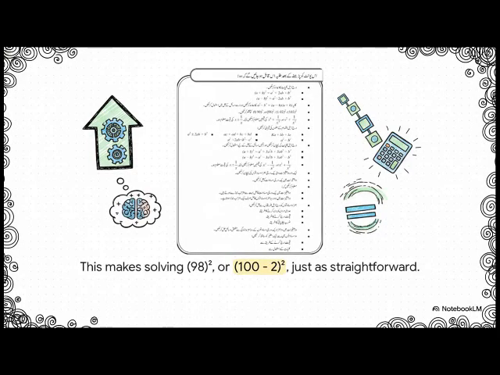So let's try another one just to really get the hang of this. How about 98 squared? Again, you could do the long multiplication, or you could just see it as (100 − 2)². Using our new formula, that's 100 squared minus 2 times 100 times 2 plus 2 squared. So we've got 10,000 minus 400 plus 4. And the answer? 9,604. So much more elegant and way more efficient.